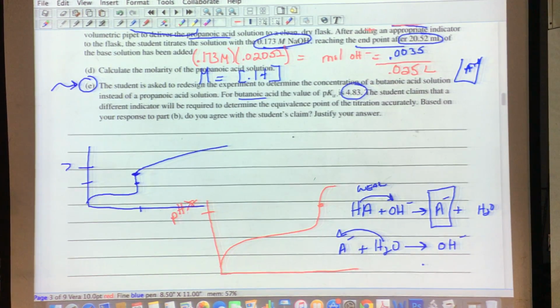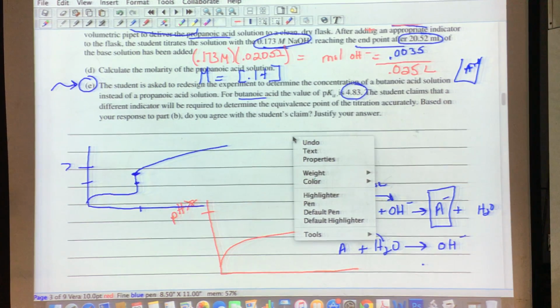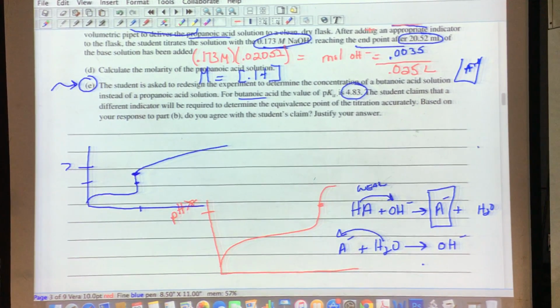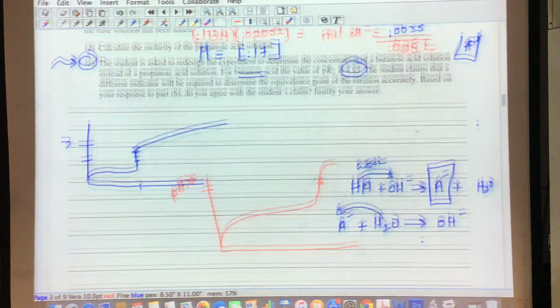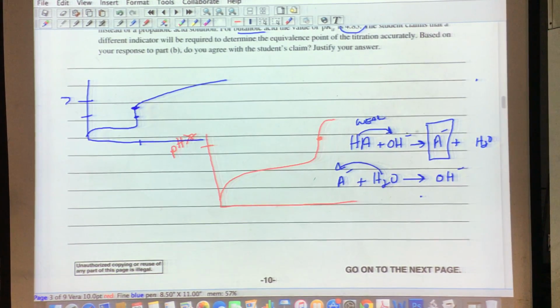Will we need a different indicator? Now listen, party people, this is the graph we have right here. They had an indicator that told them to stop the titration because it was probably somewhere on this asymptote, right? But the rule is you need to be plus or minus 1 from this position.